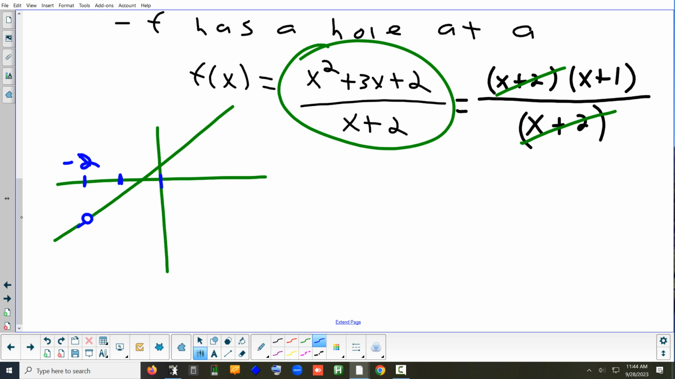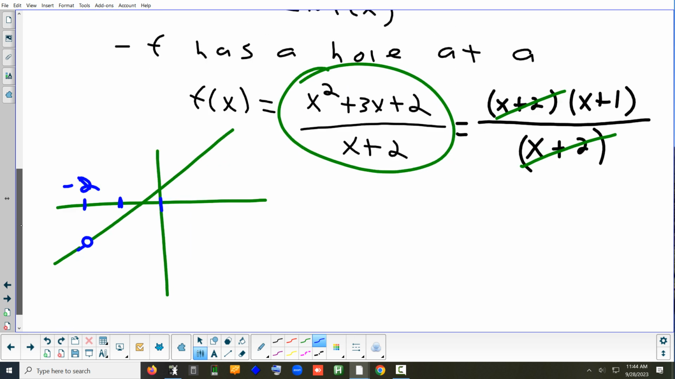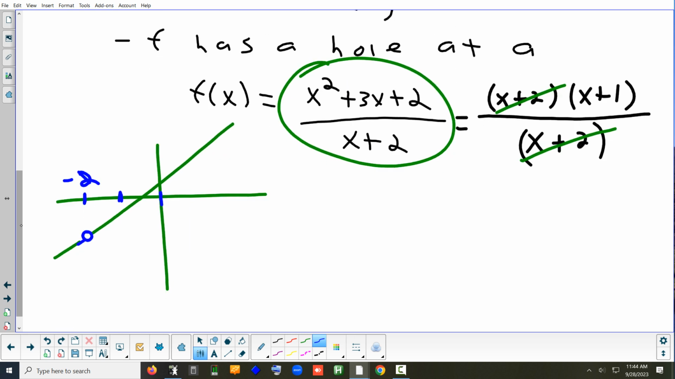Okay, so finding a hole in a graph means you have to factor it and see if you have a common factor. That's when holes happen. Common factor between the top and the bottom.